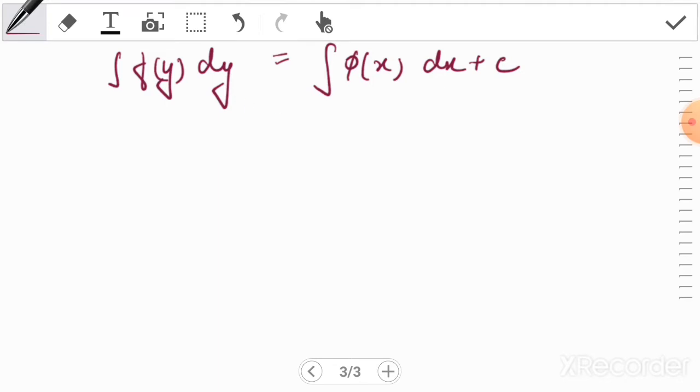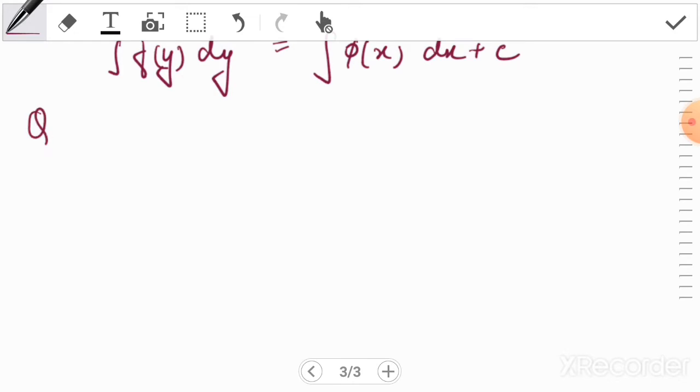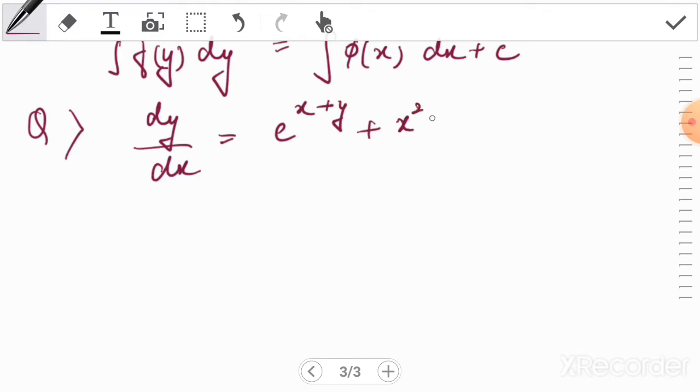For example, let us solve dy by dx is equal to e raised to the power x plus y plus x square e raised to the power y. So this can be written as e^x e^y plus x square e^y, that is e^y (e^x plus x square).